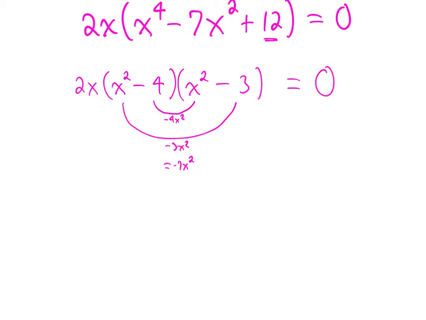Now we check x squared minus 4 and x squared minus 3 to see if we can do any more factoring. Well, x squared minus 4 is a difference of squares, or 2 perfect squares. So we're going to write 2x, and the factors of x squared minus 4 are going to be x and x, and 2 and 2. We're going to put plus or minus between them. And x squared minus 3 is not a difference of squares, so we're going to keep that the way it is. Equals 0.